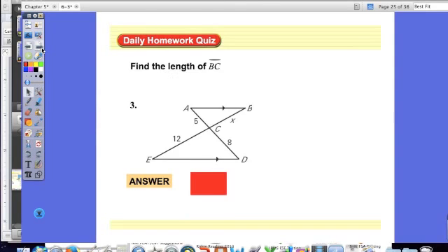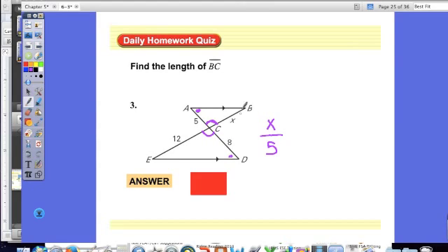Okay, find the length of BC. I know that these two triangles are going to be similar because these two angles are going to be the same. They're vertical. Since these two lines are parallel, we're going to have alternate interior angles cut by transversal AD. So they're going to be similar, so I can use a proportion. X to 5. Okay, so this side is going to be similar to this side.